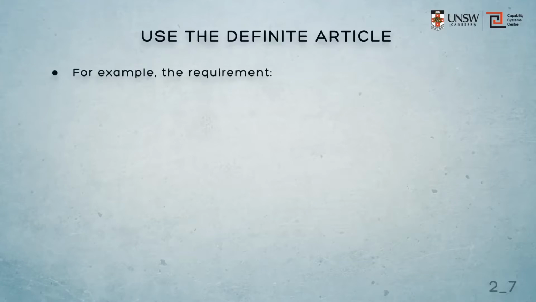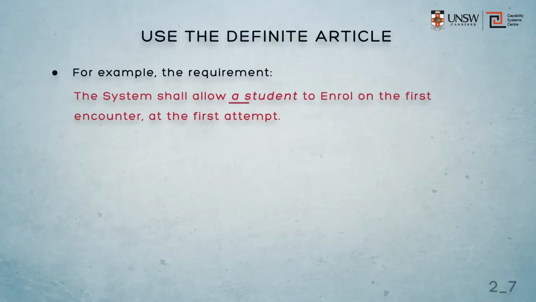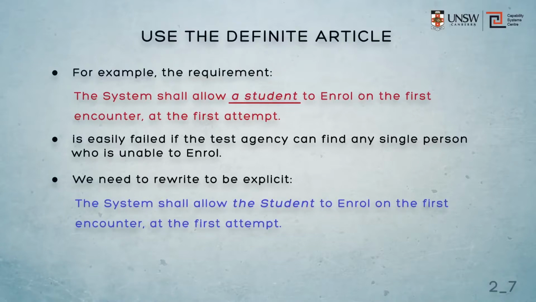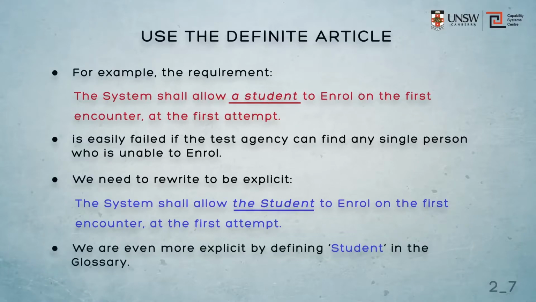For example, the requirement, the system shall allow a student to enrol on the first encounter at the first attempt, is easily failed if the test agency can find any single person who is unable to enrol. Perhaps we could recruit one of the babies we used as a test subject in the previous example. So we need to write the requirement to be explicit. We should say, the system shall allow the student to enrol on the first encounter at the first attempt. And of course, by defining student in the glossary, we are being even more explicit.